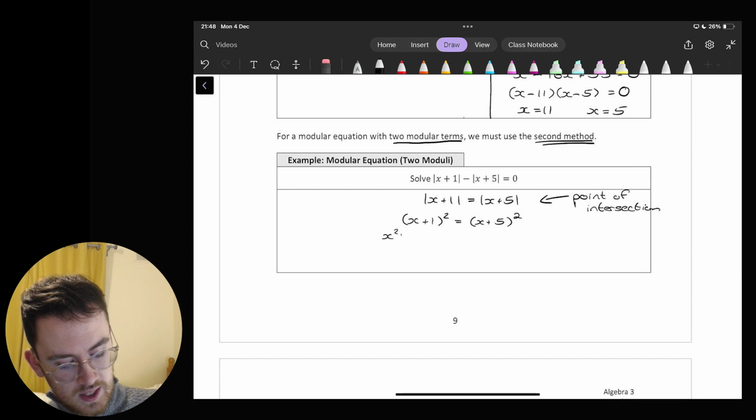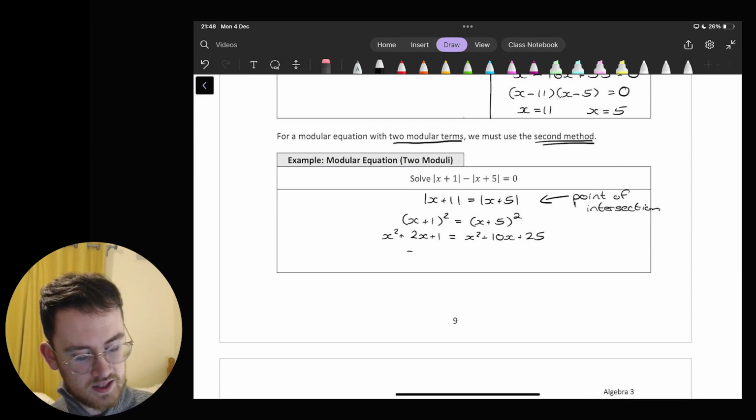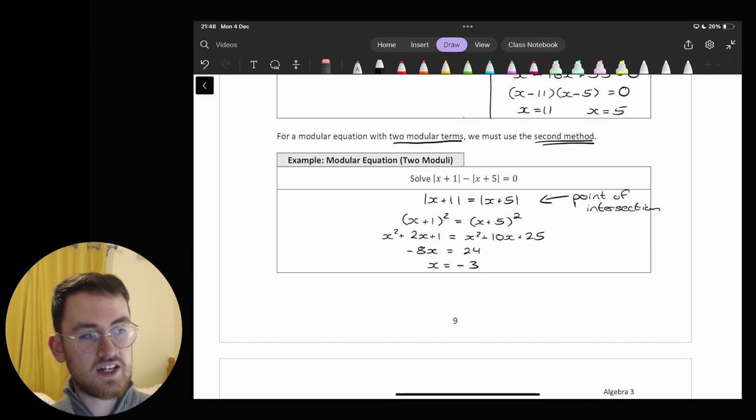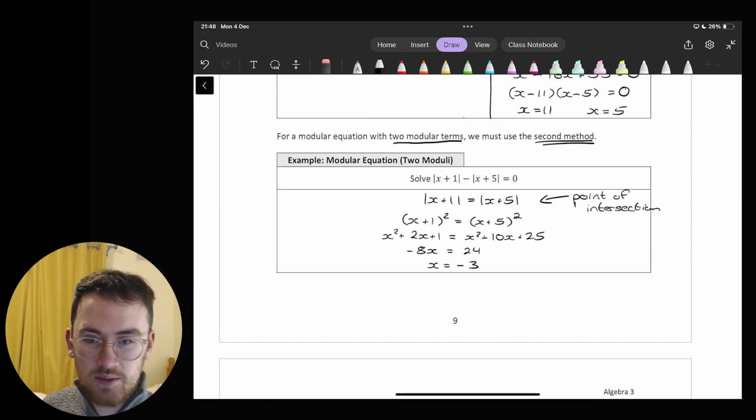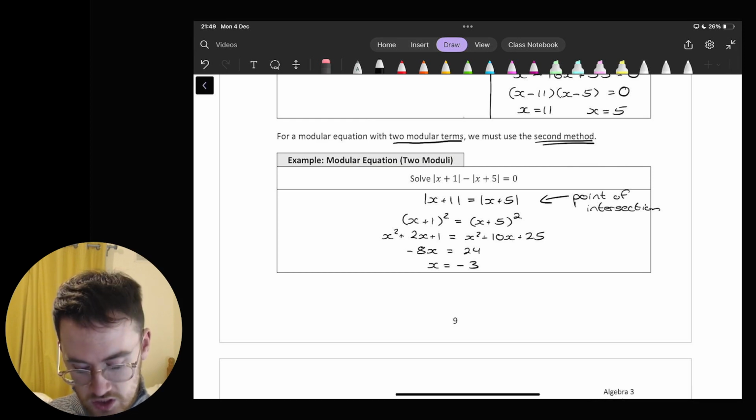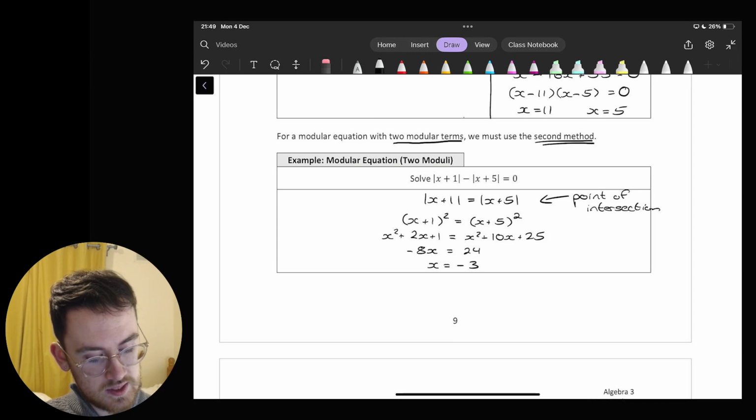Let's give that a go. So x squared plus 2x plus 1 equals x squared plus 10x plus 25. Okay, now simplifying that down, I get minus 8x equals 24, which is going to give me that x is equal to minus 3. So just one solution here, and as I said, we will only have one solution in a modular equation like that with two modulus, because we're essentially finding a point of intersection between the two modulus functions. So just something to watch out for with those ones.